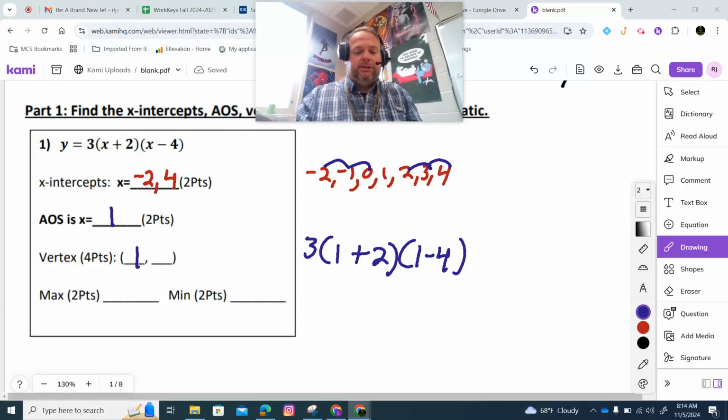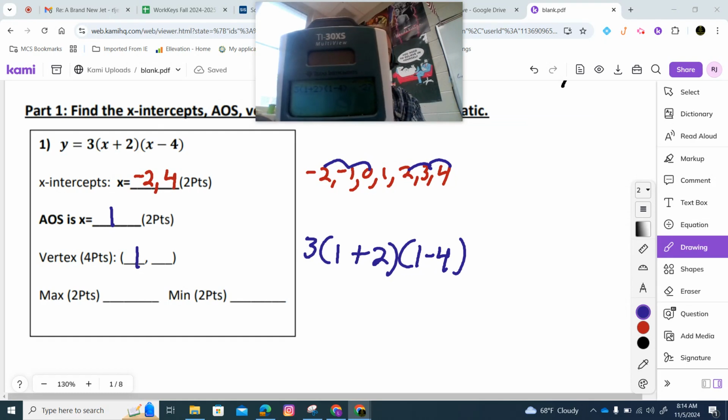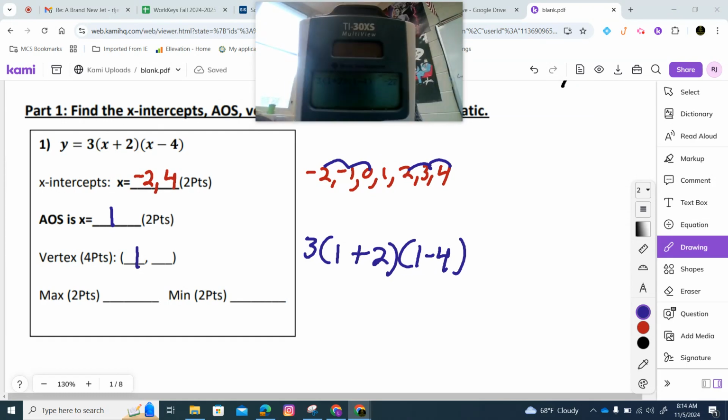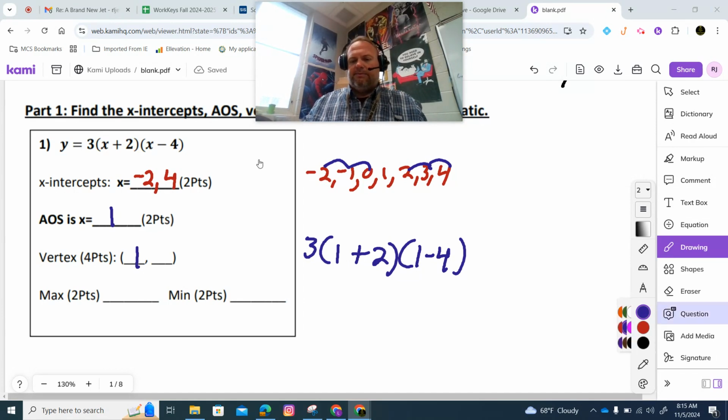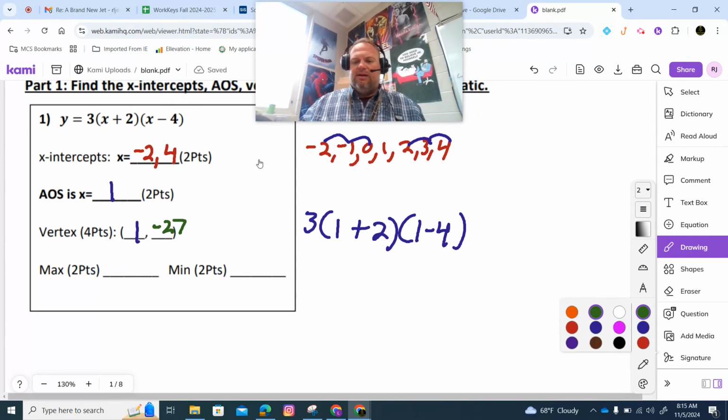Use your calculator. I know some people are like, no, I'm not going to use a calculator. Well, I'm going to tell you, some of y'all really need to. Okay, type it in just like that. Get that answer. What we get? Oh, -27. Okay, so -27. Now, our A value right here is 3. That means our max is infinity and our min is our vertex.